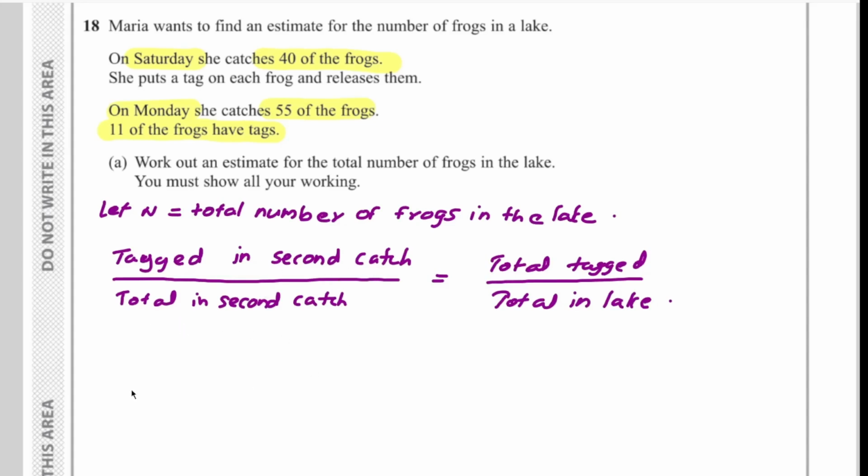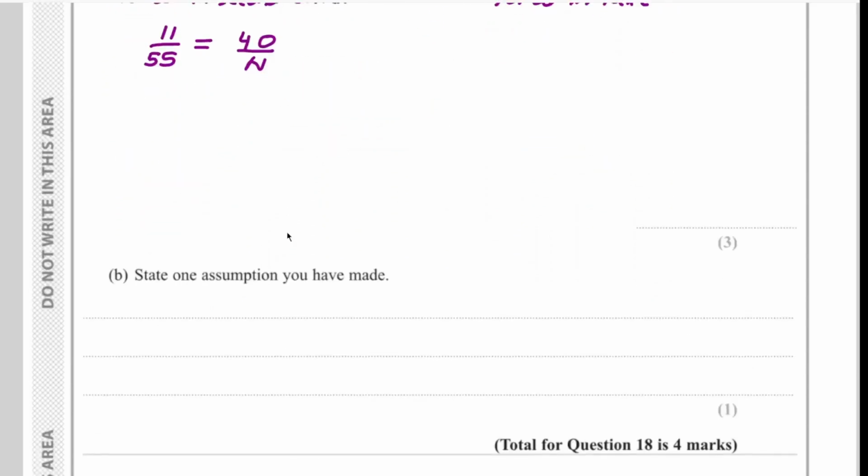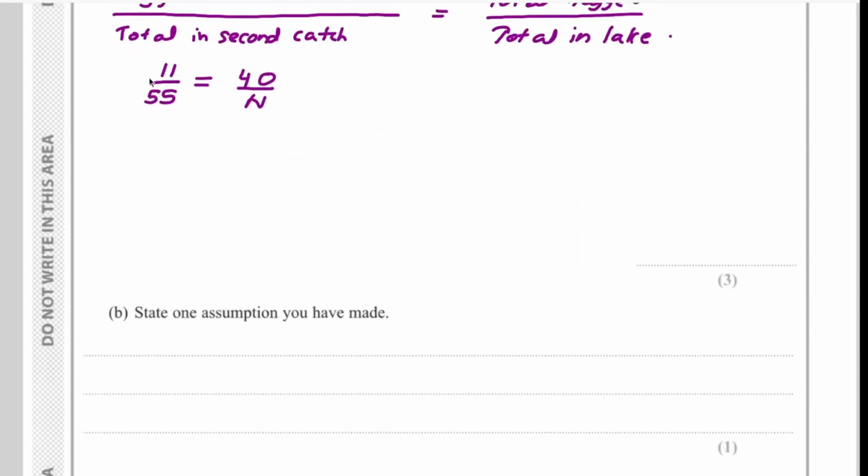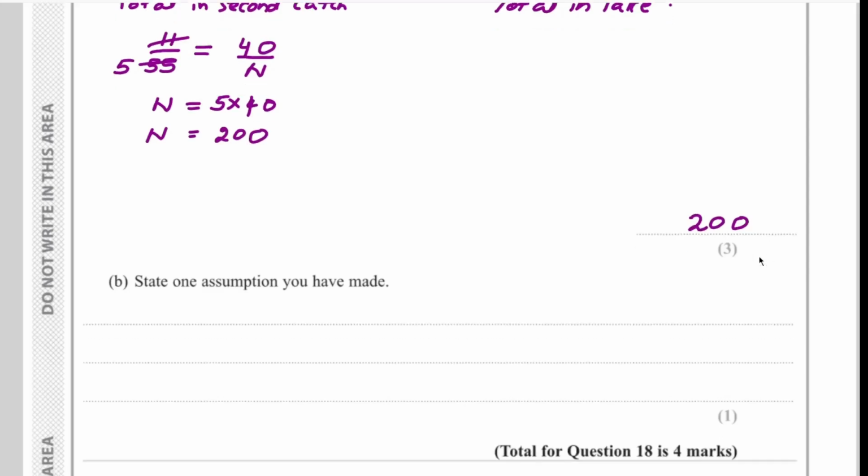So let's plug in the values now. 11 over 55 is equal to 40 over N. So we can cross multiply now. 11 times 1, 11 times 5. Therefore, N equals 5 times 40, which becomes 200. Then there are 200 frogs in the lake.